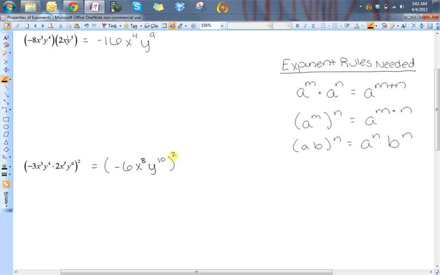Okay, now the next rule that we'll need to use is the rule that says if you have two factors being multiplied by each other, and then that product is raised to a power, then you raise each of the individual factors to that power. Okay, so that will extend to any amount of factors within the parentheses. In this example here, we actually have 3 factors, not just 2. So I need to raise each of these individual factors here to the second power. So I'm going to need to square the negative 6. I need to square the x to the 8th. And I'm going to need to square the y to the 10th.